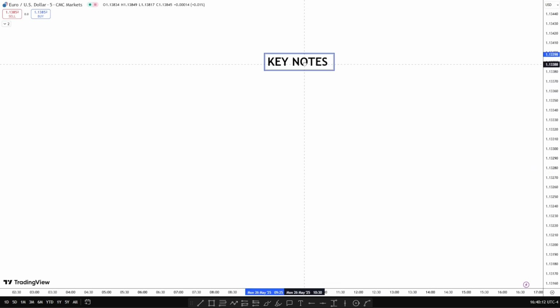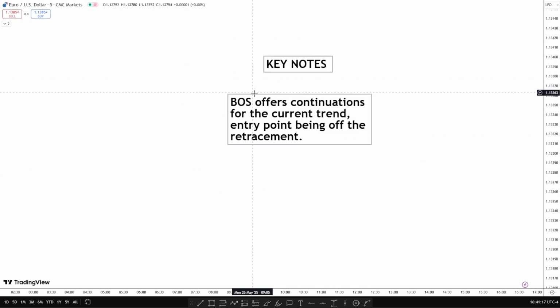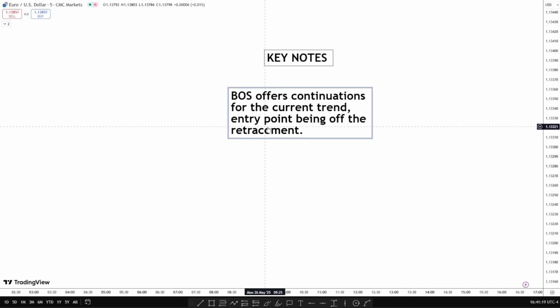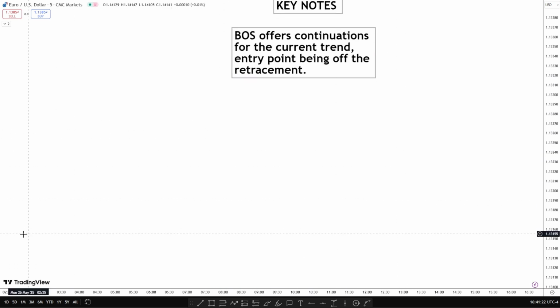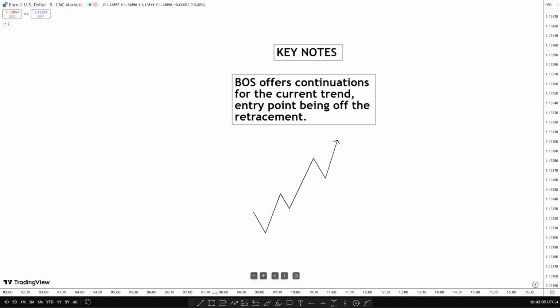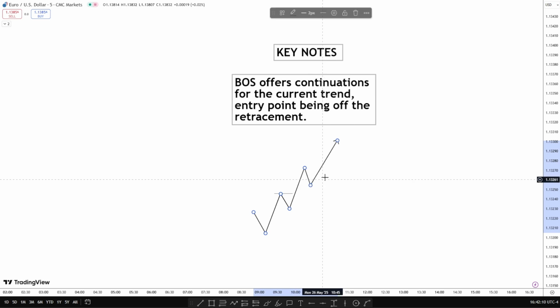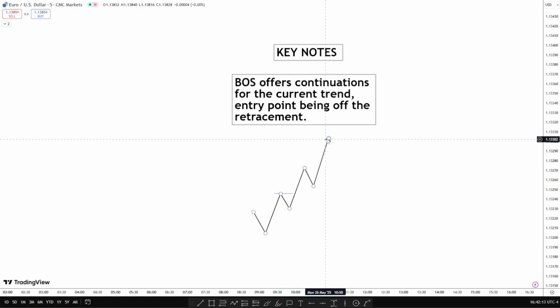So our keynotes for today's video is going to be breaks of structure offer continuations for the current trend, entry point being the retracement. So what this means is, as I have just demonstrated, every time we break a high, we tend to get a retracement back inside of the range. So on these retracements, it offers you lower price, but also an indication that the trend is going to be continued higher. So essentially what these retracements do is they look to hunt inefficiencies, fill orders to then send price higher.